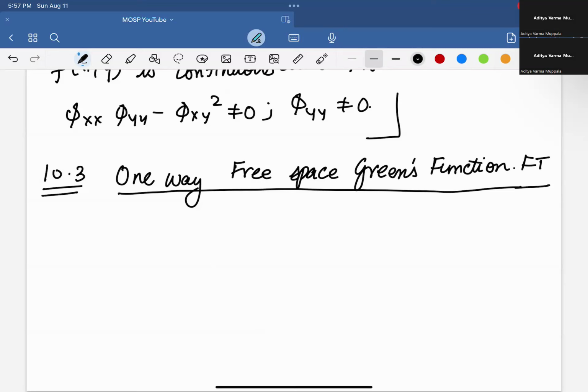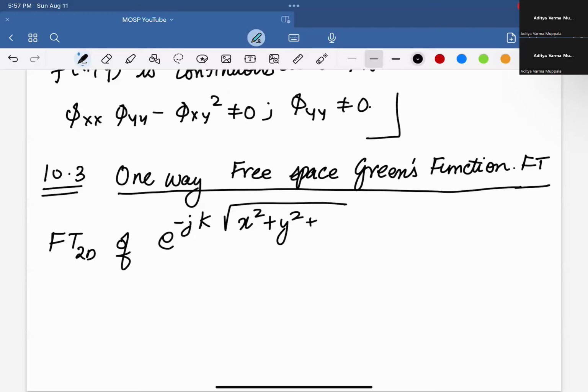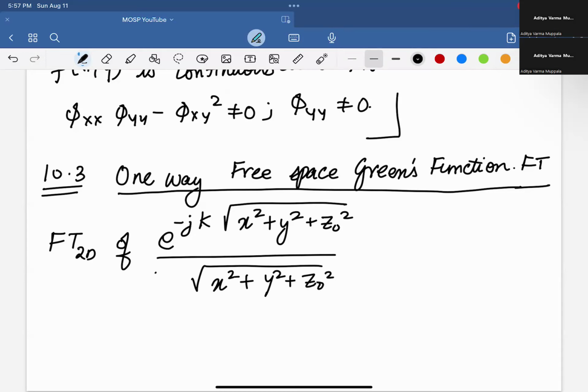Okay, so what does that mean? I'm trying to say, give me the 2D Fourier transform of e to the minus j k square root of x squared plus y squared plus z naught squared, over the square root of x squared plus y squared plus z naught squared. And you can put a 4 pi in here, it doesn't matter. That's the actual Green's function, but I'll just ignore the 4 pi for now. That's just a constant.